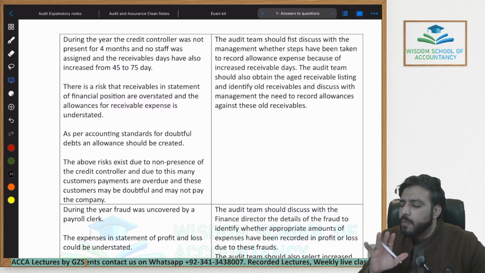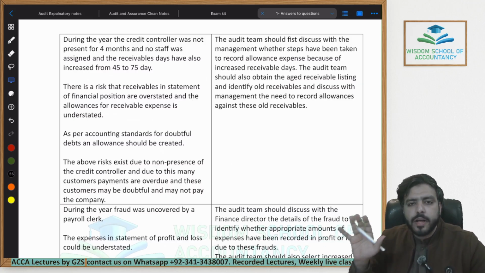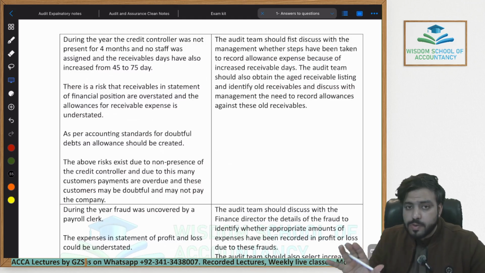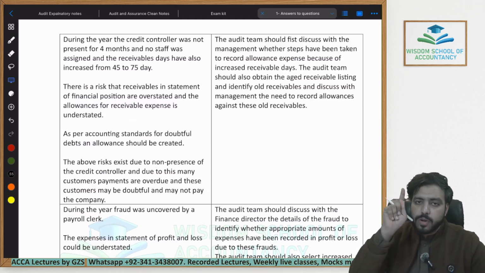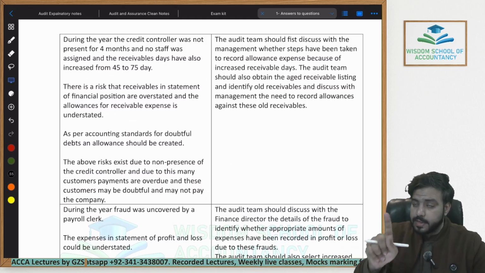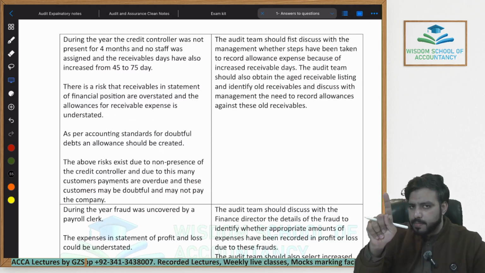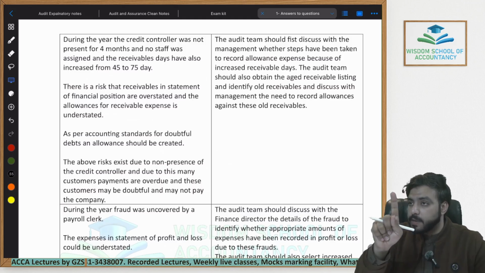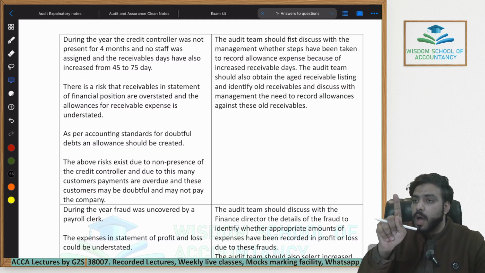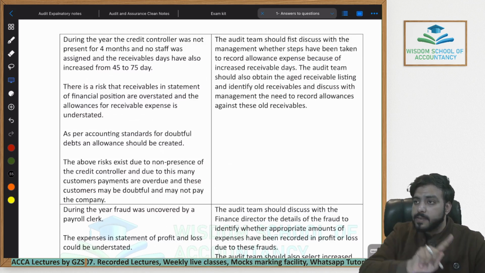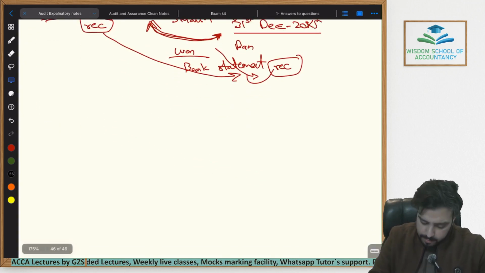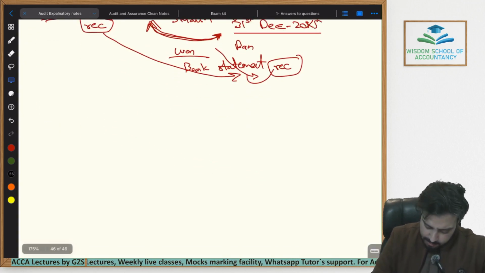Always remember, whenever as an auditor you find a situation where receivables are doubtful and allowances might not be created, there is only one response, and that is a test of detail. What test of detail? Ask the management to provide you a breakup of receivables age-wise: how long it has been since the customer hasn't paid you.